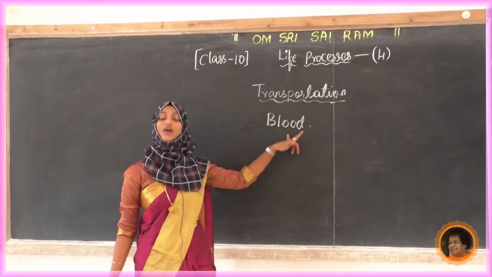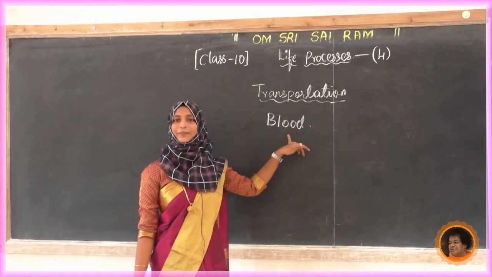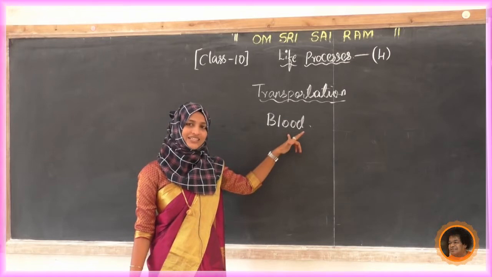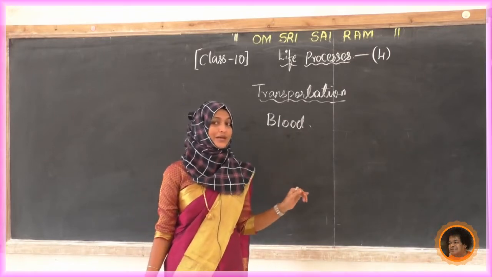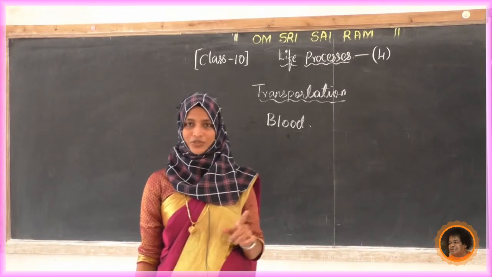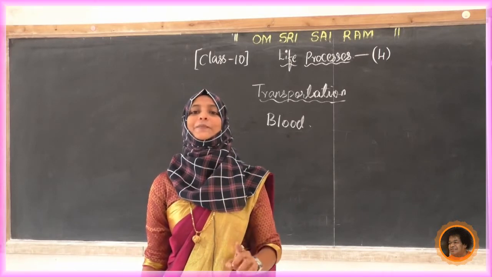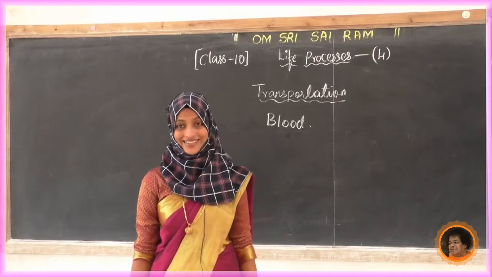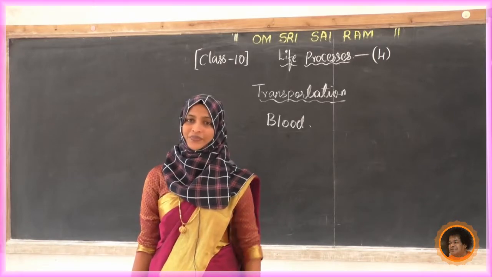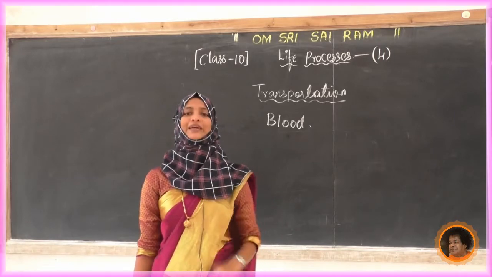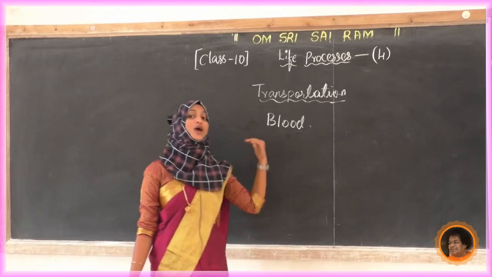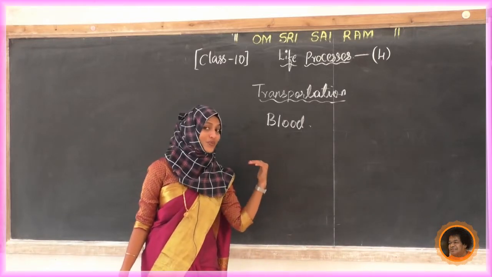Now tell me what it is actually. Blood means, in 9th standard we have studied the tissues chapter, right? Yes. In the tissues chapter we come to know that blood is a type of tissue. It is a connective tissue. Yes? Now tell me, tissues means we have to see the cells over here, no?